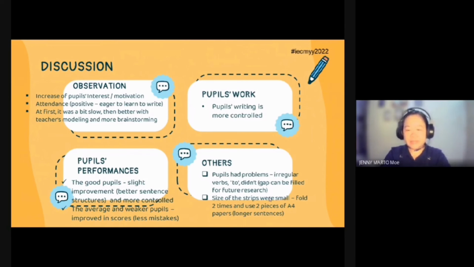And for others, during the intervention, I found out that the pupils had problems with their irregular verbs, the verb to be, and the past tense, which I think will be a gap that can be filled by future research. And I found out that the size of the strips was quite small, so when they write, they have a bit of difficulty. So I would suggest that instead of folding 4 times, let them fold 2 times. But now they need to use 2 pieces of A4 paper so that they can write longer sentences.